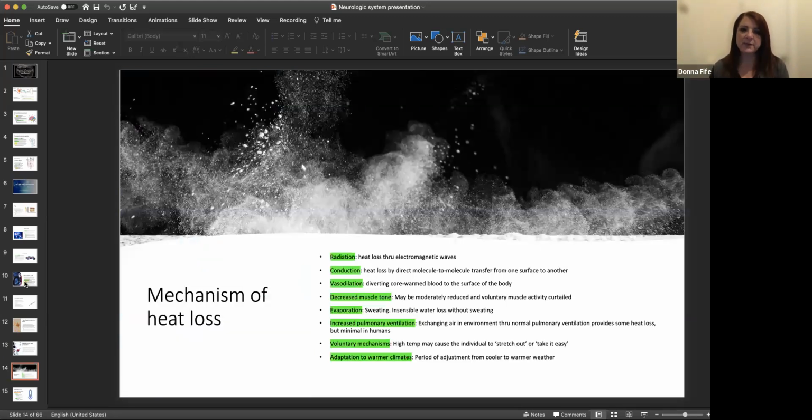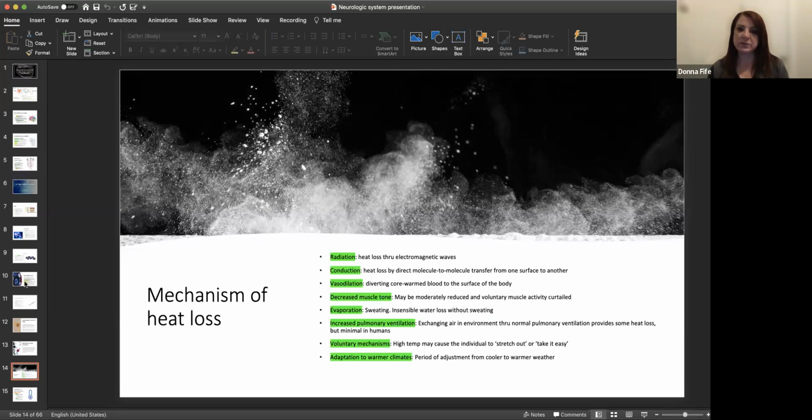Mechanisms of heat loss. We have radiation, which is heat loss through electromagnetic waves. Conduction, which is heat loss through direct molecule-to-molecule transfer from one surface to another. Vasodilation, which is diverting core warmed blood to the surfaces of the body. Decreased muscle tone may be moderately reduced and voluntary muscle activity curtailed. Evaporation or sweating, insensible water loss without sweating.